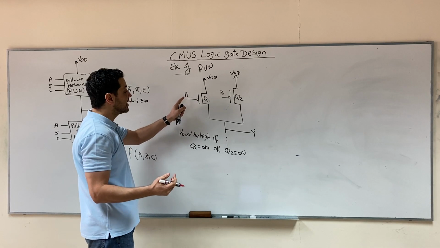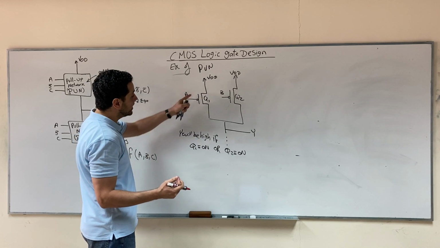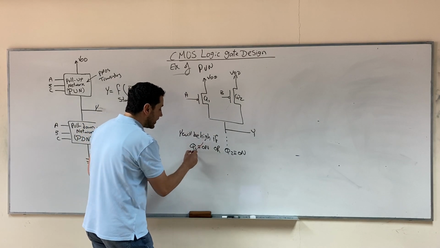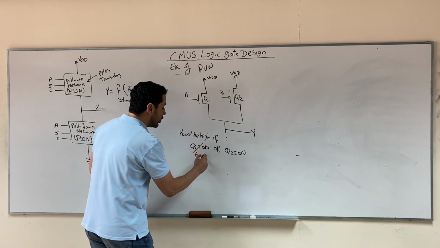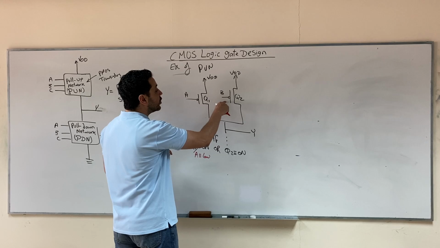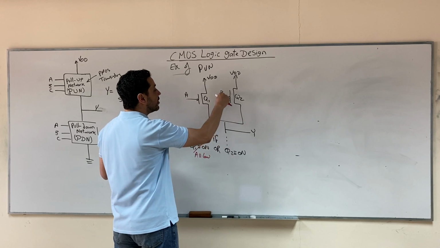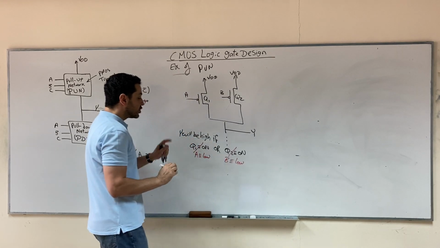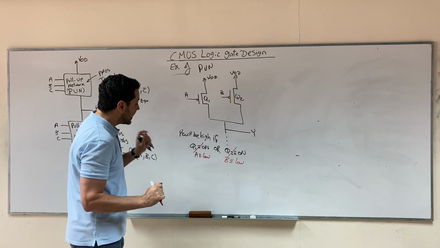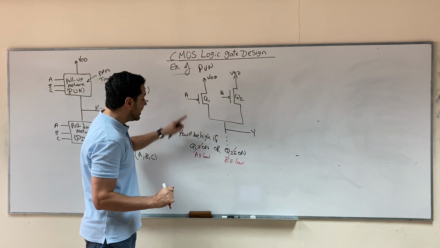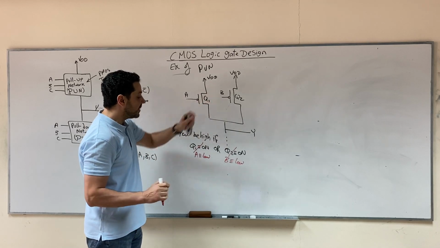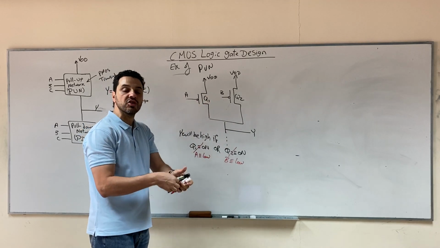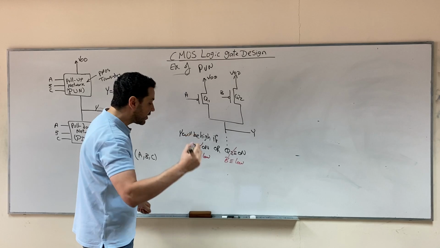Because this is the PMOS, the PMOS will be on if the input is low. So Q1 is on means A is low. Q2 is on is equivalent to B being low. So now our statement says that Y will be high if A is low or B is low. How can we write this using a logic statement or logic equation?